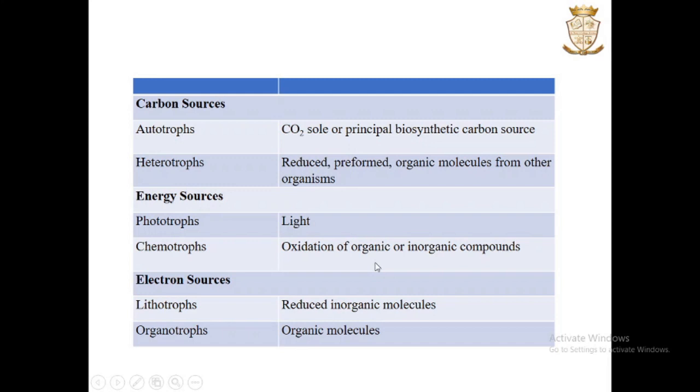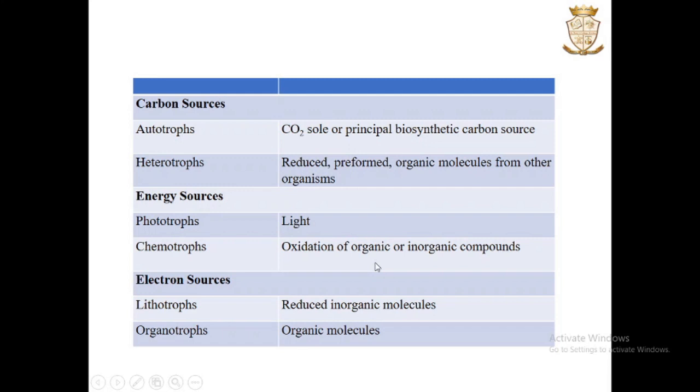Based on carbon sources, we have autotrophs and heterotrophs. Autotrophs use carbon dioxide as a sole or principal carbon source. Heterotrophs rely on reduced, preformed organic molecules obtained from other organisms. Based on energy source, phototrophs rely on light energy. Chemotrophs rely on oxidation of organic or inorganic compounds to obtain energy.